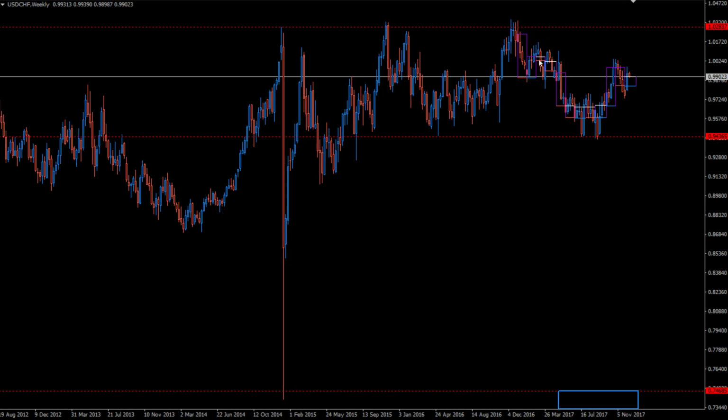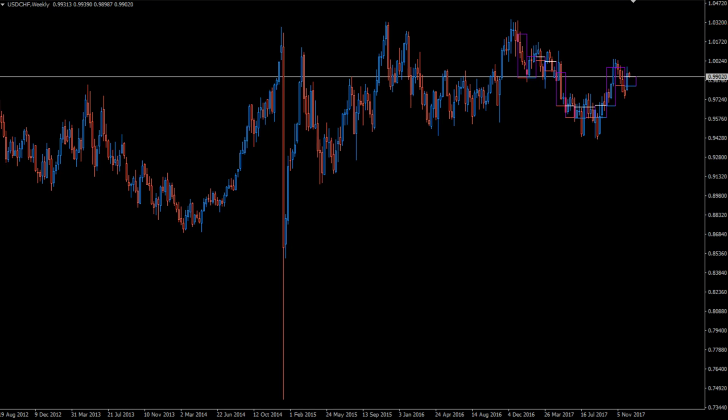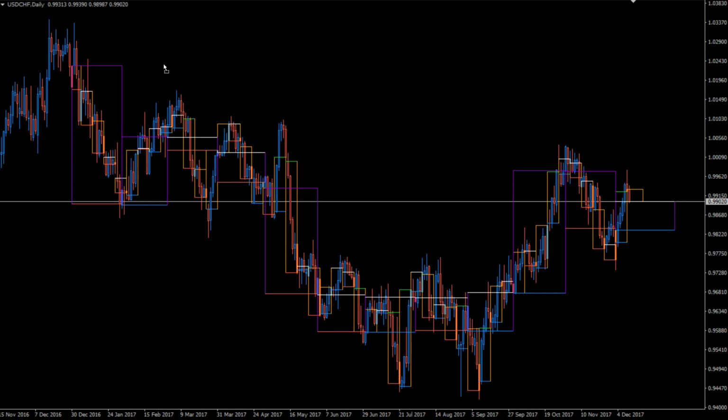So knowing that, you want to be selling at the tops here and buying at the bottom here for the shorter term. They remove all of these. But not really a pair I'm interested in, the Swissy. Let's go to the next one here. We have a look here.